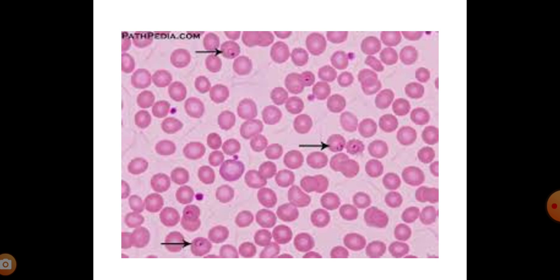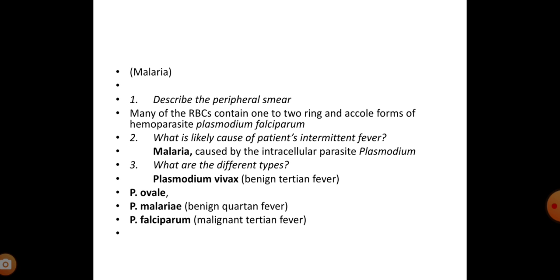So you can see the picture given here. It's a peripheral blood smear picture showing RBCs, and inside the RBCs you can see beautiful ring forms. These ring forms are seen mostly in parasitic infections. So how do you describe the peripheral smear? Many of the RBCs contain one or two ring and occult forms of hemoparasite Plasmodium falciparum. And why is the fever intermittent? Usually in parasitic infection, the fevers are present with chills and rigors, and also the fevers are intermittent.